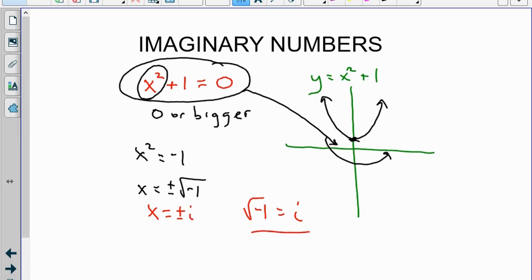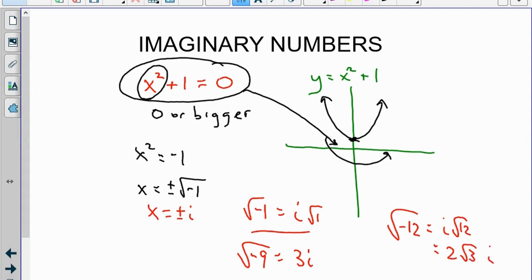Now notice that in this one, root -1 is equal to i times the square root of 1, and the square root of 1 is just 1, so that's why it's i. Another couple examples real quick. The square root of -9 is going to be 3i. The square root of -12 would be i times the square root of 12, and the square root of 12 is 2 root 3. So we would have 2 root 3 i. Those are another couple examples.